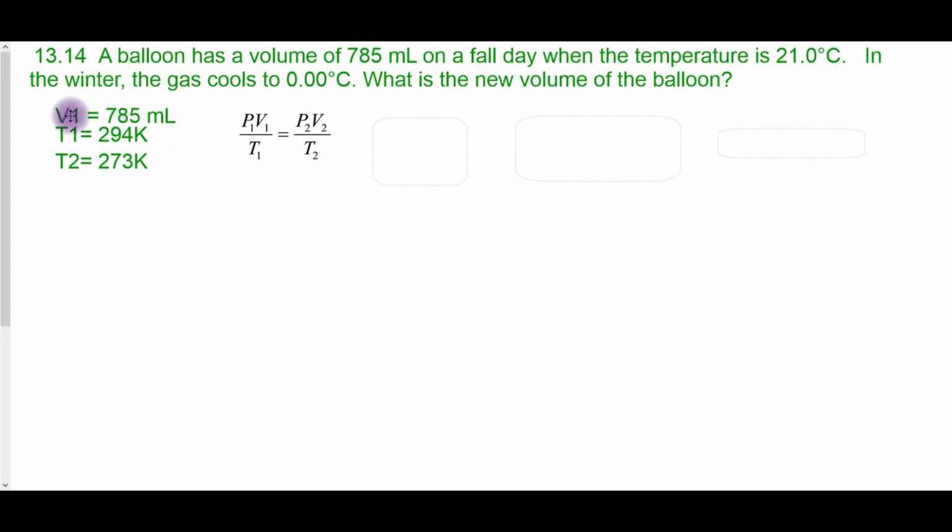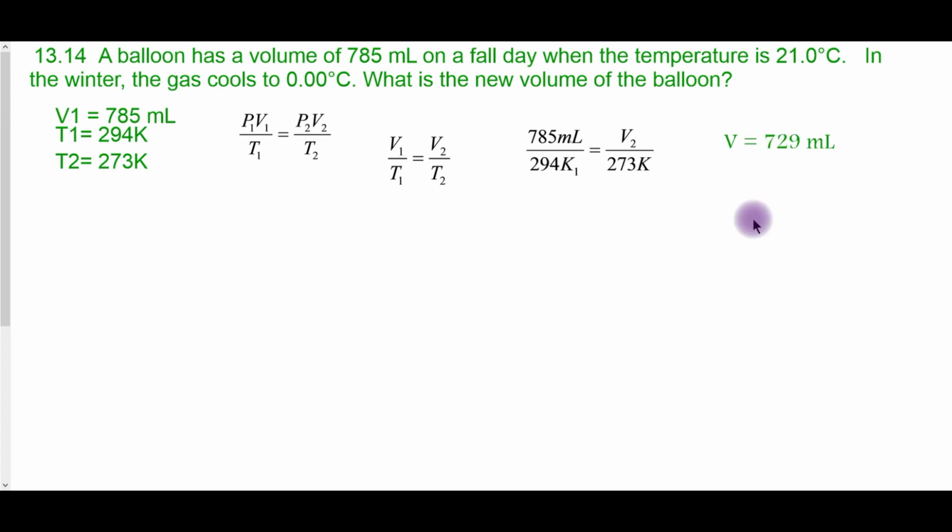I don't have all the variables. I have volume and temperature and temperature. There are several ways to do this. I could just take out the pressure, or I could put a 1 in for both pressures. Either way works. Substituting in, you need to solve for the second volume, 729 milliliters.